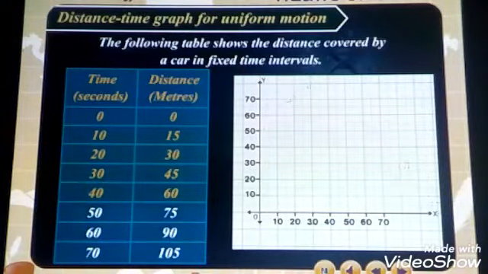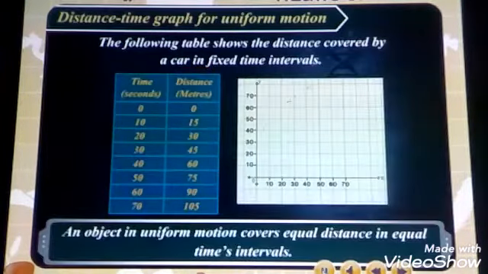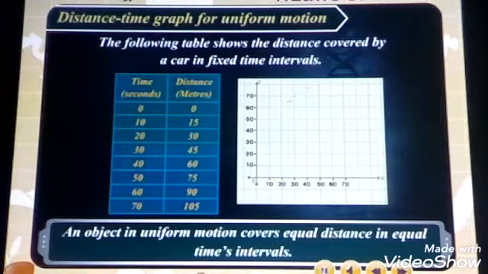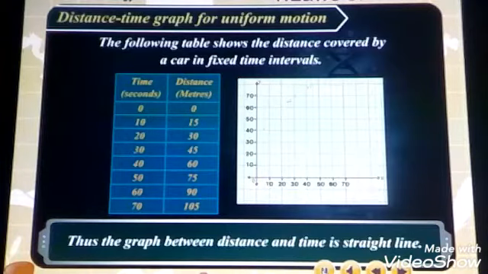and 50 seconds to cover 75 meters of distance, while 60 seconds are required to cover 90 meters, and 70 seconds are required to complete 105 meters. If an object covers equal distances in equal time intervals, then the graph between distance and time is a straight line.